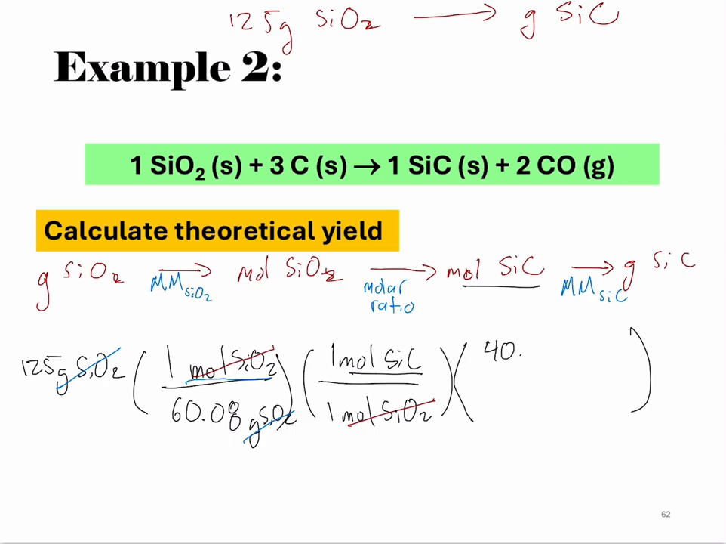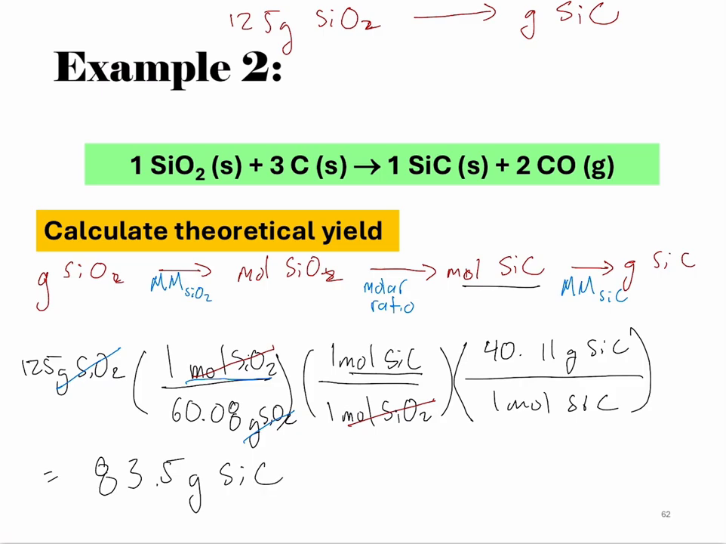So we have 40.11 grams SiC per 1 mole SiC, right? And this is going to give us our theoretical yield. So we plug this into our calculator. 125 times 40.11 divided by 60.08. And I get 83.5 grams of silicon carbide. And so this represents theoretically the most silicon carbide we can make from 125 grams, right?